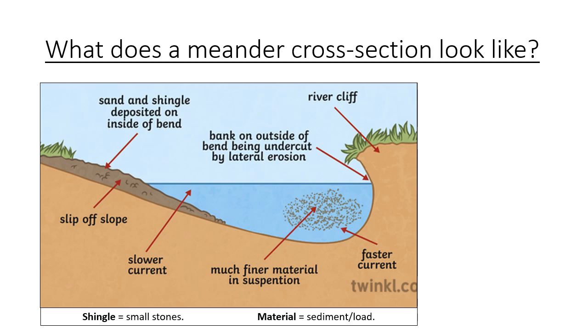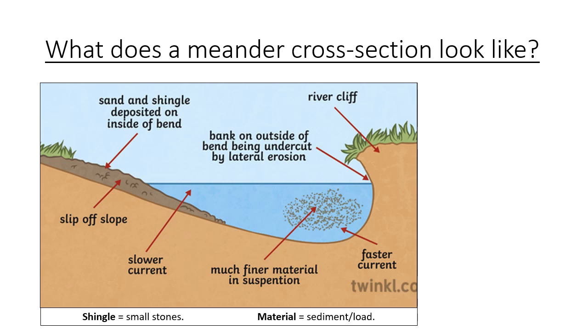Okay, there's one final thing we need to look at, which is a cross-section of a meander, because as you can see already, it is asymmetrical. And this is an important part of understanding meanders, and we've done all the work for it. We should be able to explain why this is happening already.